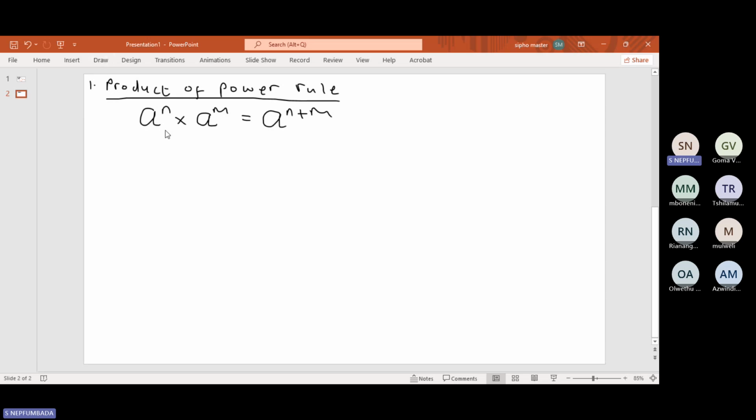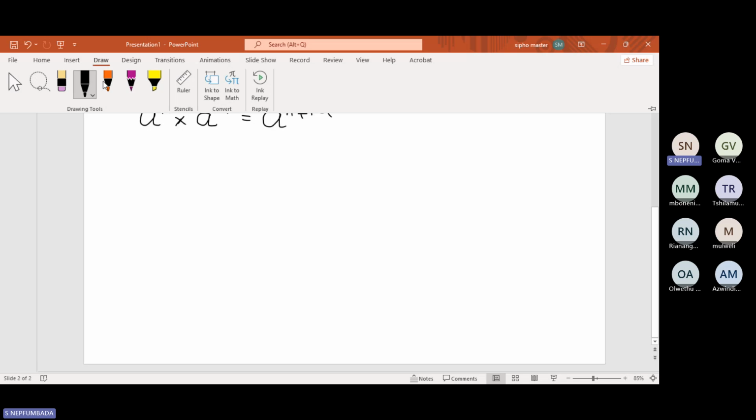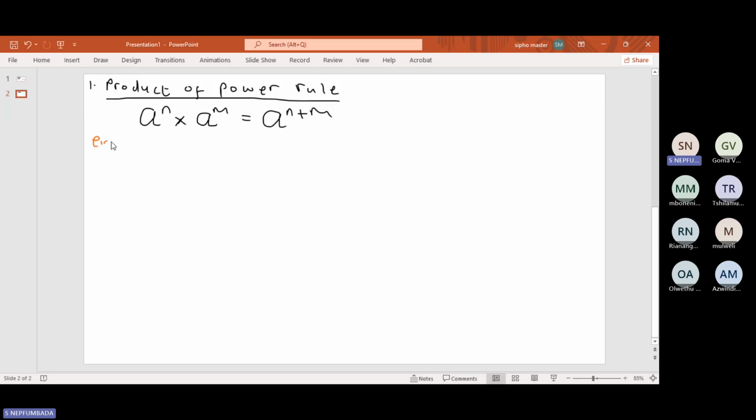It says when the bases are the same and there's a multiplication, we add the exponents. For example, let's say we have 2 to the power of 3 multiplied by 2 to the power of 4. This is equal to 2 to the power of 3 plus 4, because we add the exponents, which gives us 2 to the power of 7, which is 128. Are we fine?